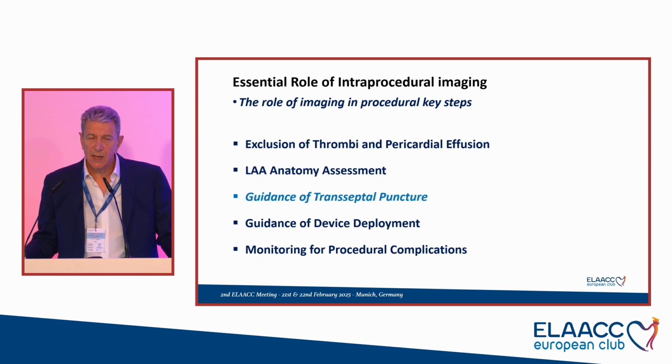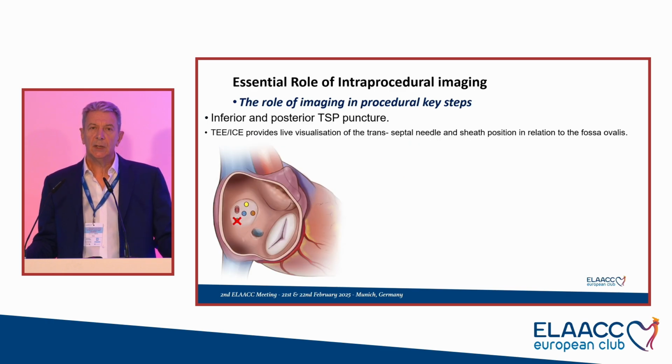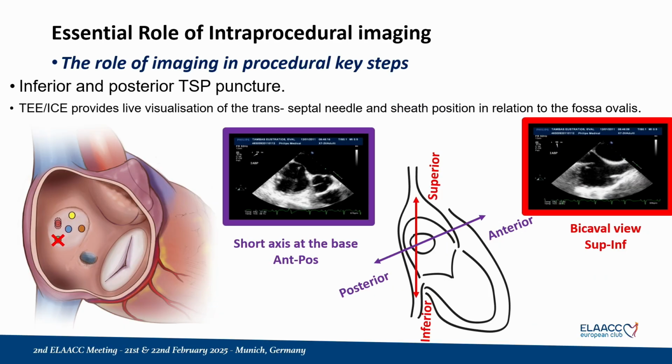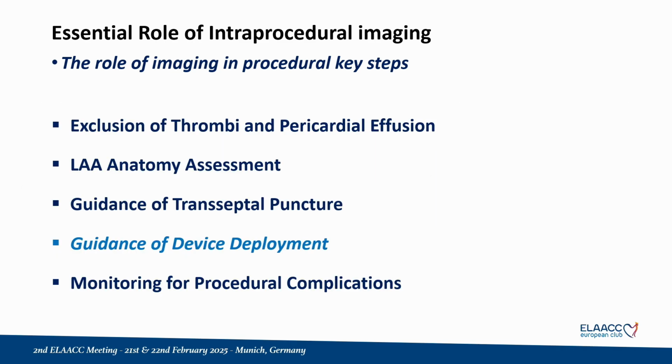Transseptal puncture, we discussed yesterday intensively this very critical step of the procedure, and we know that in general we have to do the transseptal puncture in the inferior posterior part of the fossa ovalis, but we have to personalize on the basis of the LA orientation, and it's essential to have information in both the craniocaudal and anterior posterior direction of the fossa ovalis, because it's not only necessary to do the puncture inside the fossa, but at a precise point of the fossa.